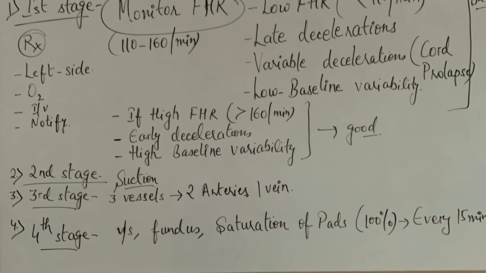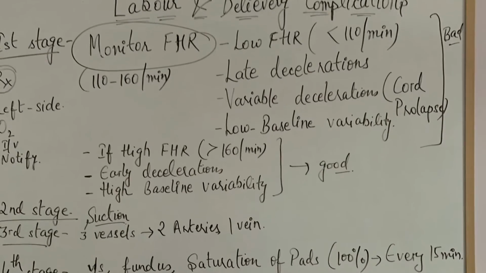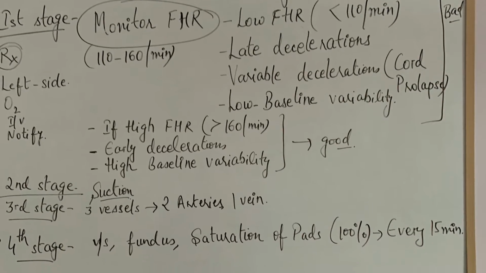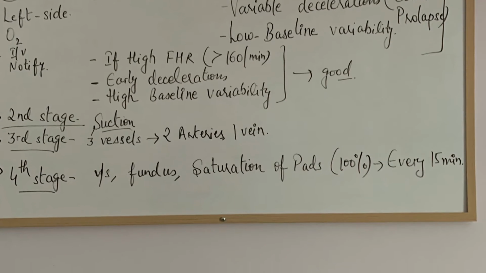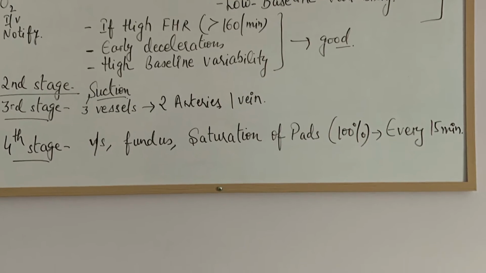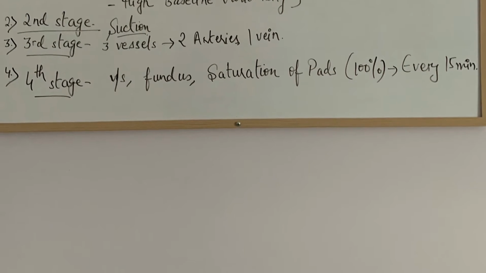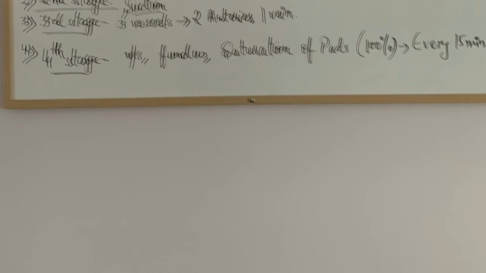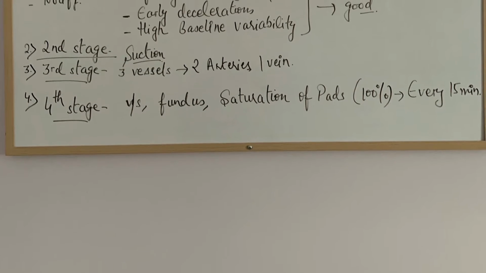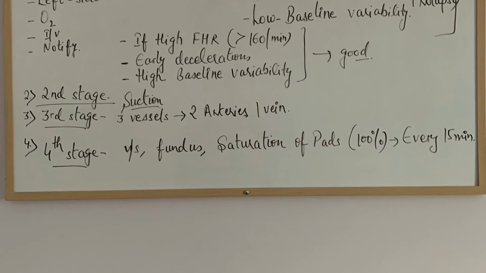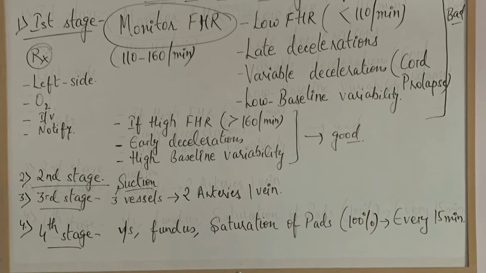There is no change. So for all these four things, low fetal heart rate, late deceleration, variable deceleration and low baseline variability, you will do four things. The first thing is turn the patient to the left side. Then oxygen. Third one is IV fluids. And fourth one is notify.